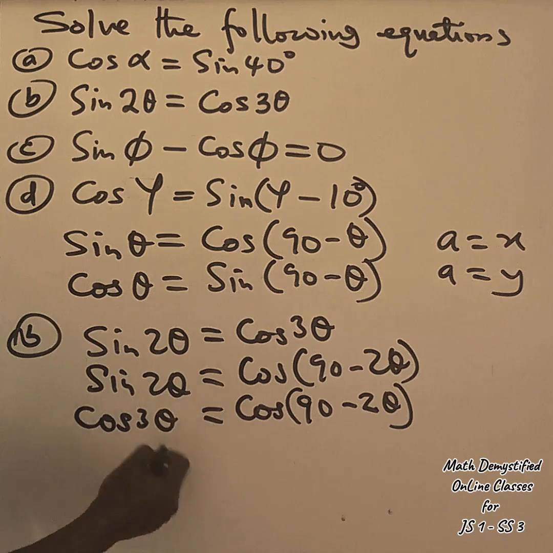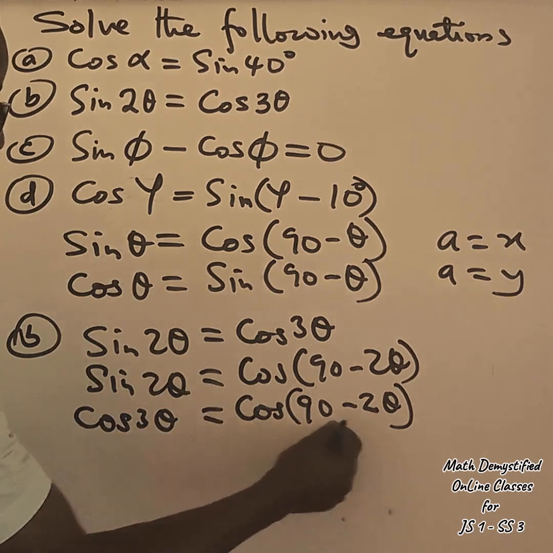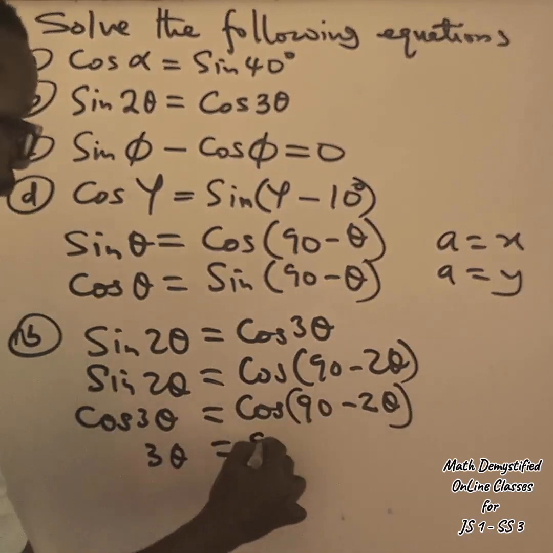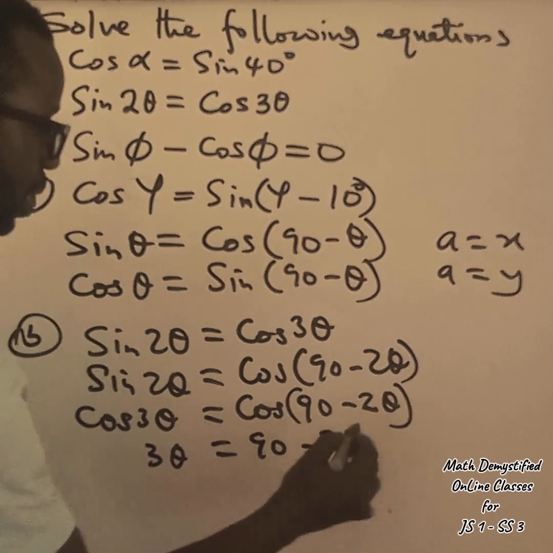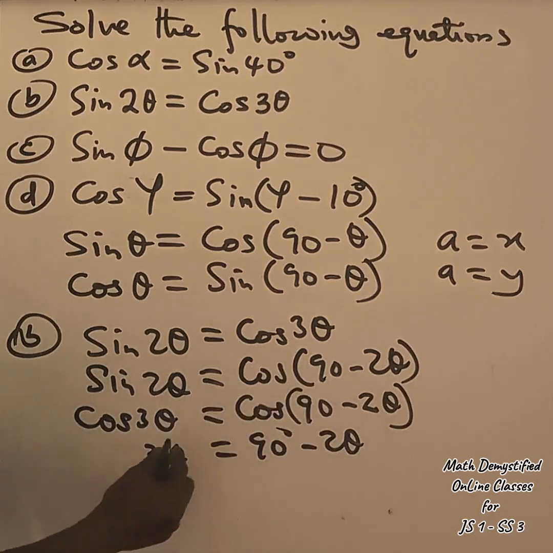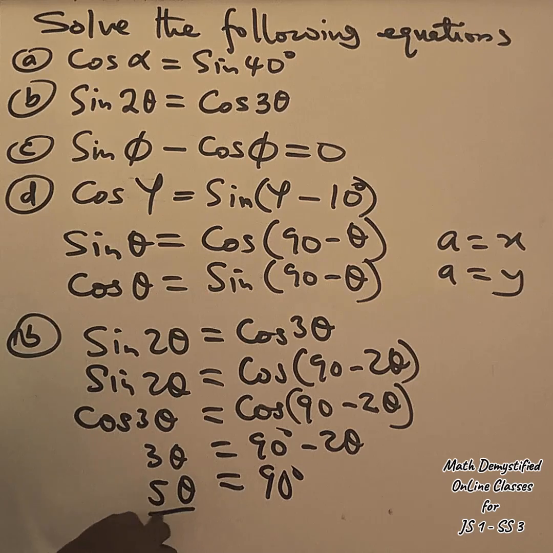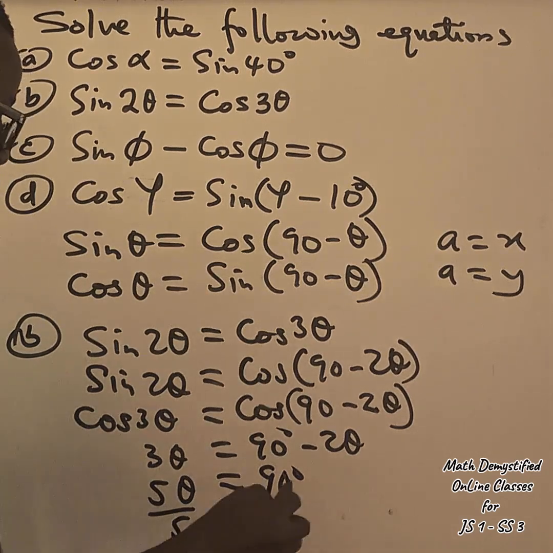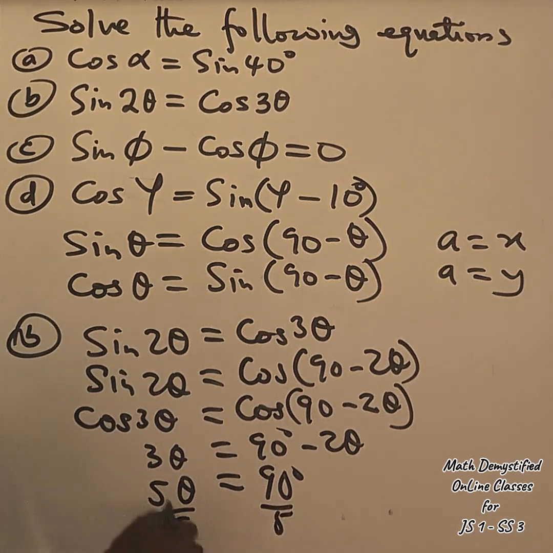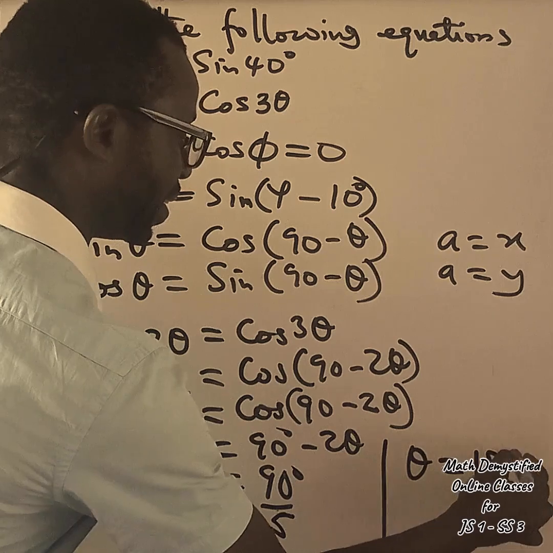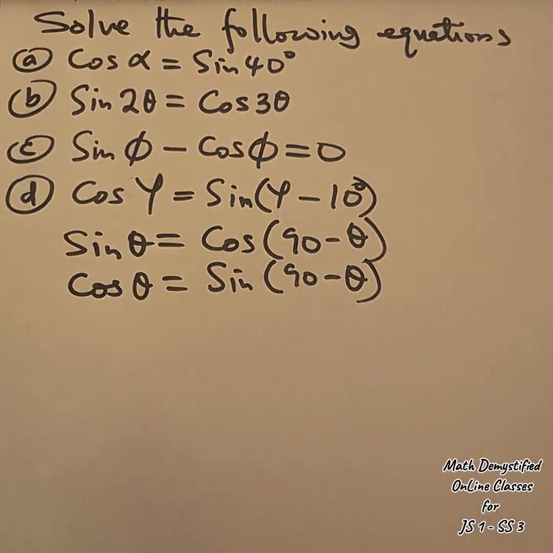Since they are equal to themselves, that means this and this are equal to themselves. So that gives me 2 theta equal to 90 minus 2 theta. If I bring this to the other side, that's collecting like terms, I will have 5 theta equal to 90 degrees. Divide both sides by 5, and then you see that this will cut this, and my answer will be theta equals 18 degrees. Let's try the third one.